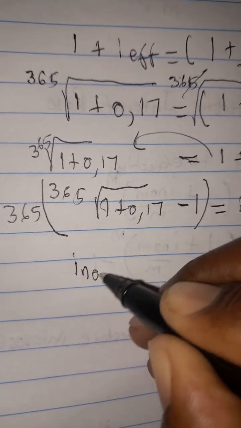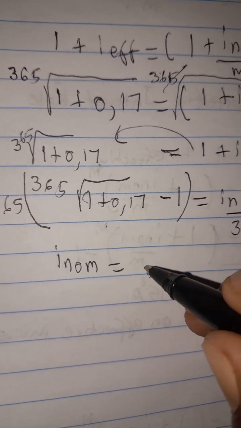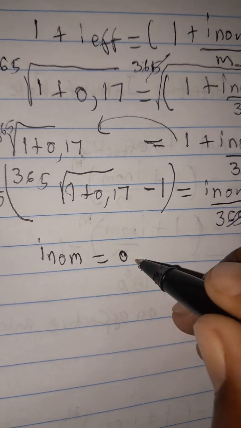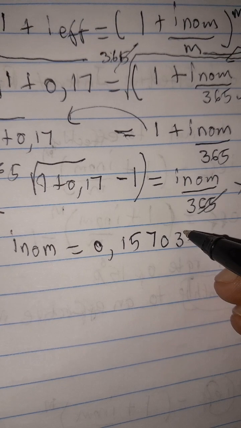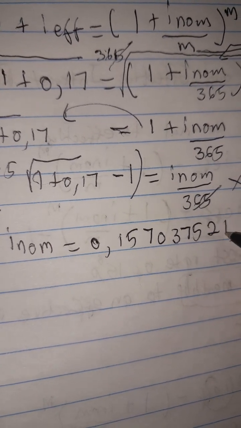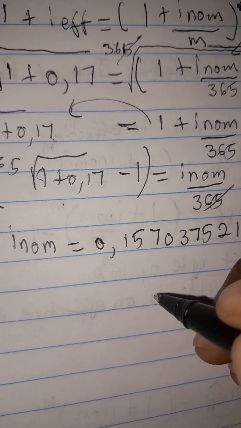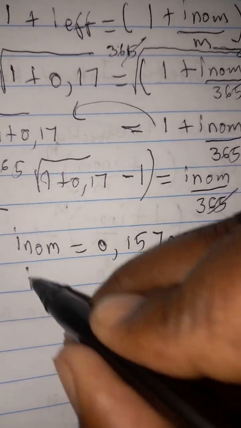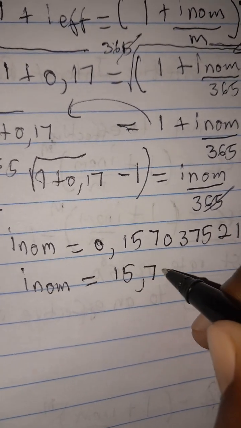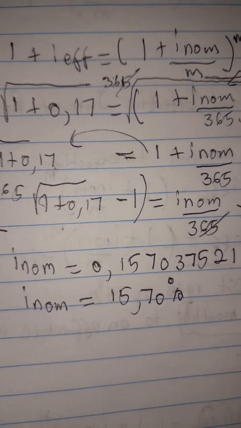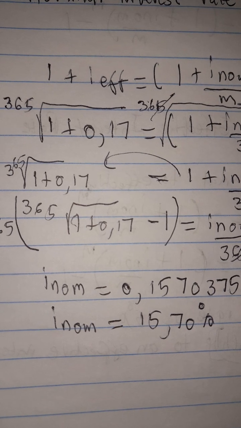So you can punch this in your calculator for I norm. When you punch this in your calculator, what are you getting? I hope you're getting 0.157037521. Don't round off your answer in the middle of a step. Only round off your final answer. So when you multiply by 100, to 2 decimal places, it will be 15.70%. So that's how you can calculate the I norm.